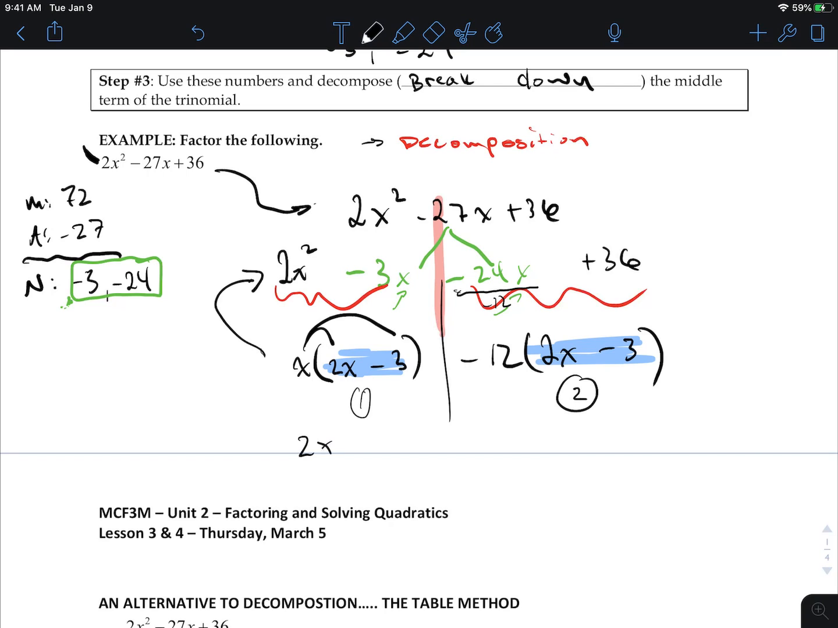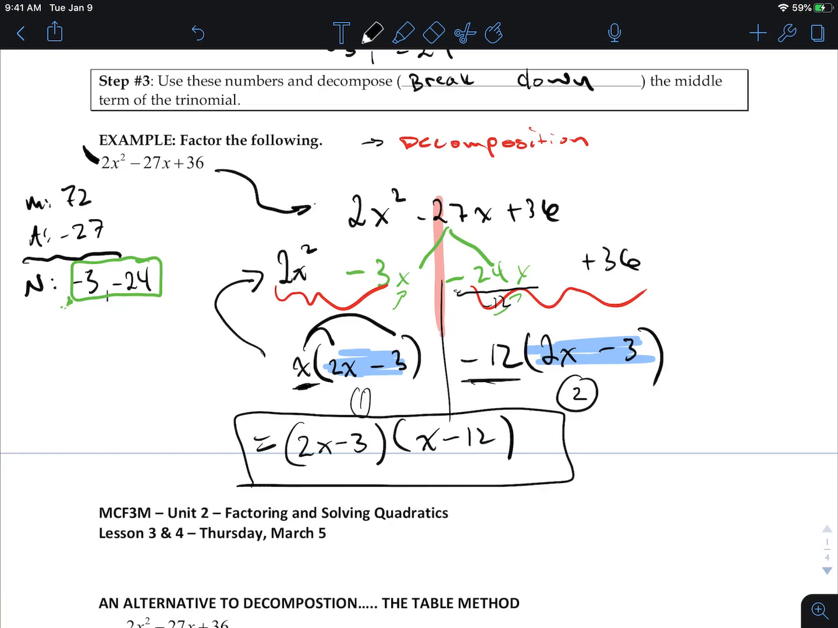So I'm going to write, okay, 2x minus 3. And what's left after I factor that 2x minus 3 out? The x and the minus 12. So then I'd write that. That is your final answer.